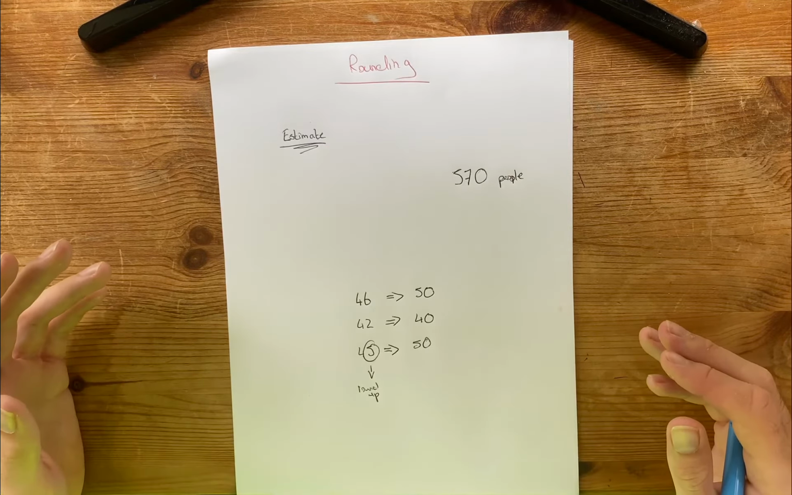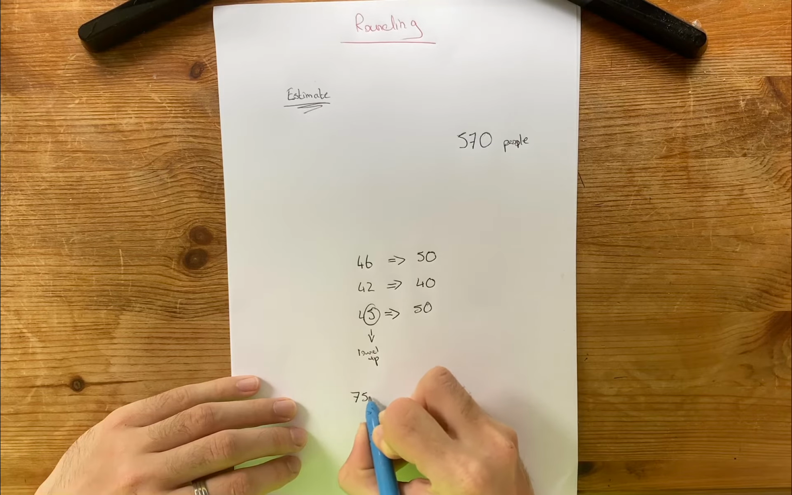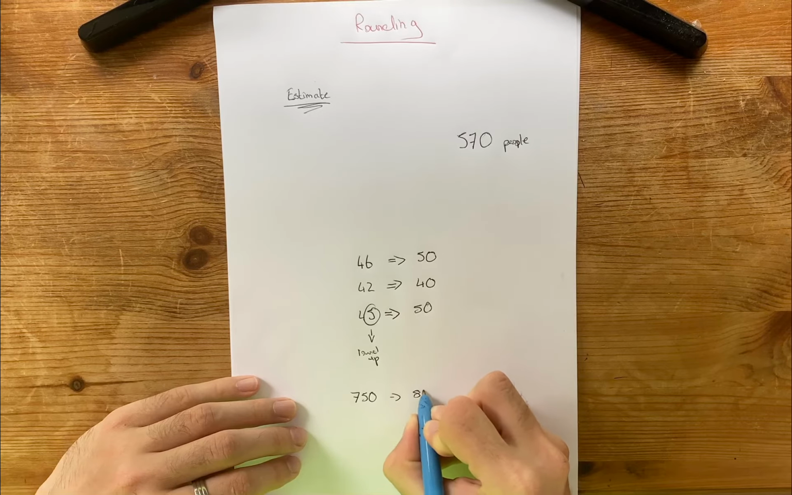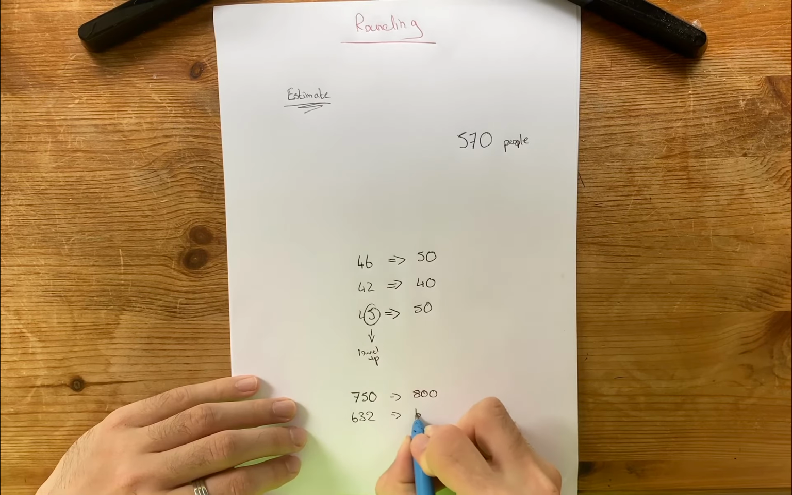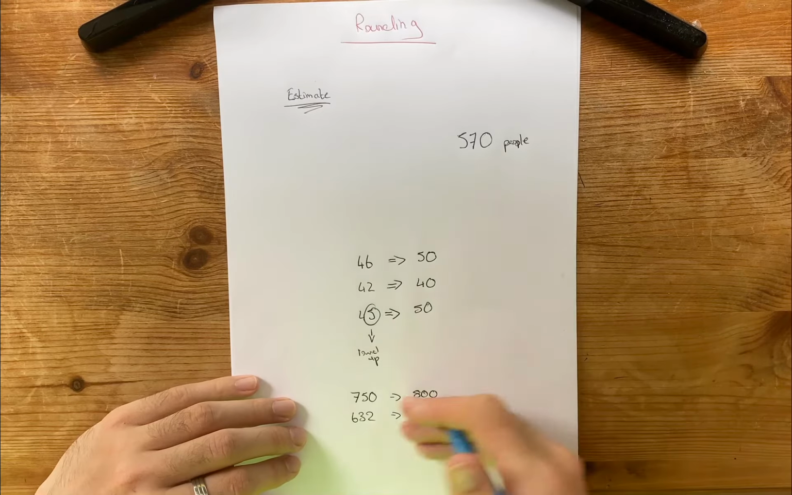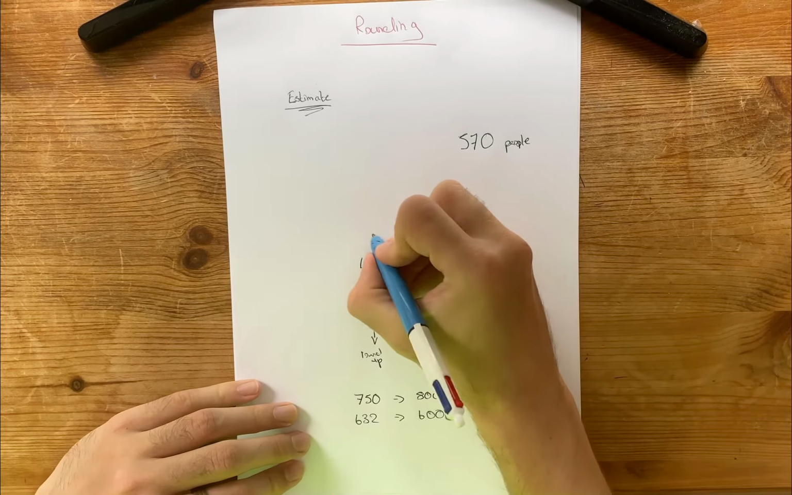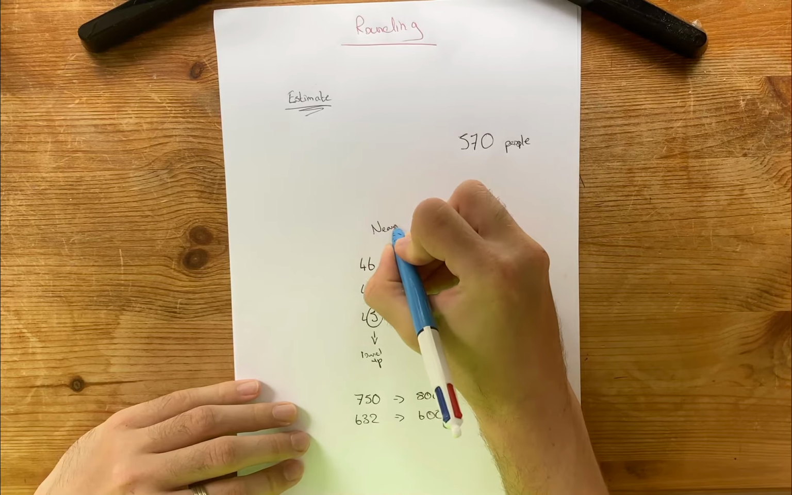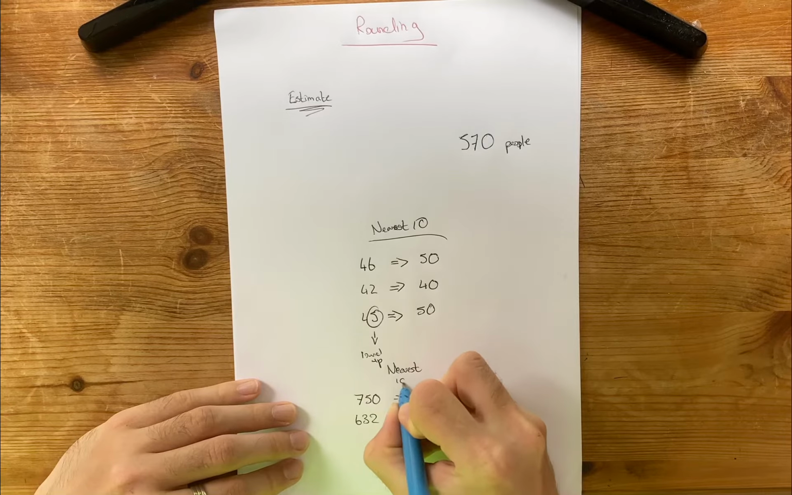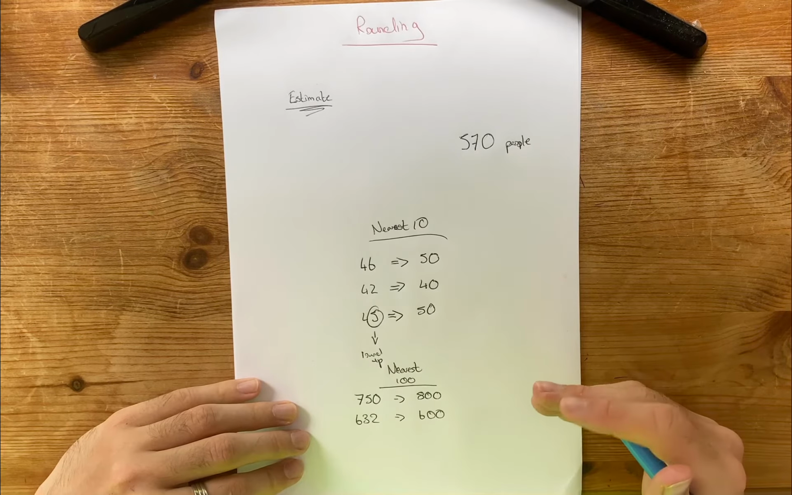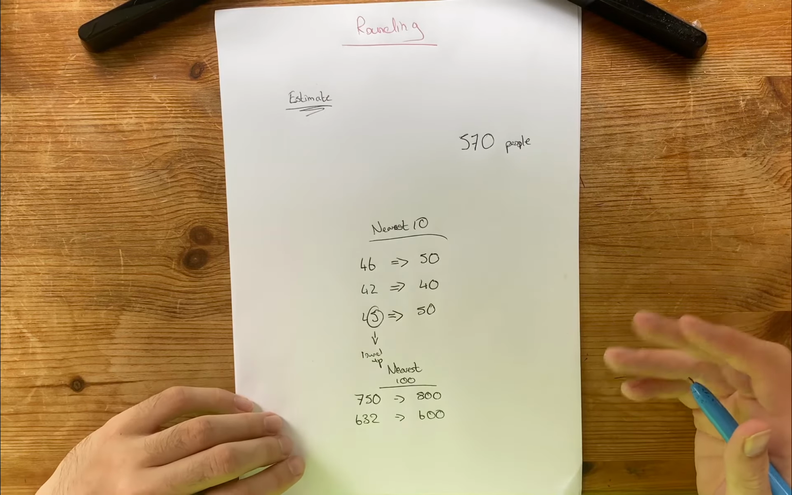They can also ask you to round to the nearest 100. So if you had 750, the nearest 100 to that would be 800. Or, I don't know, 632 would go down to 600. So you're rounding down with those ones. That's nearest 100, that's nearest 10. You can also do nearest 1,000, but it's the same idea through and through. That's the basic principle of it. There's nothing too crazy about it.